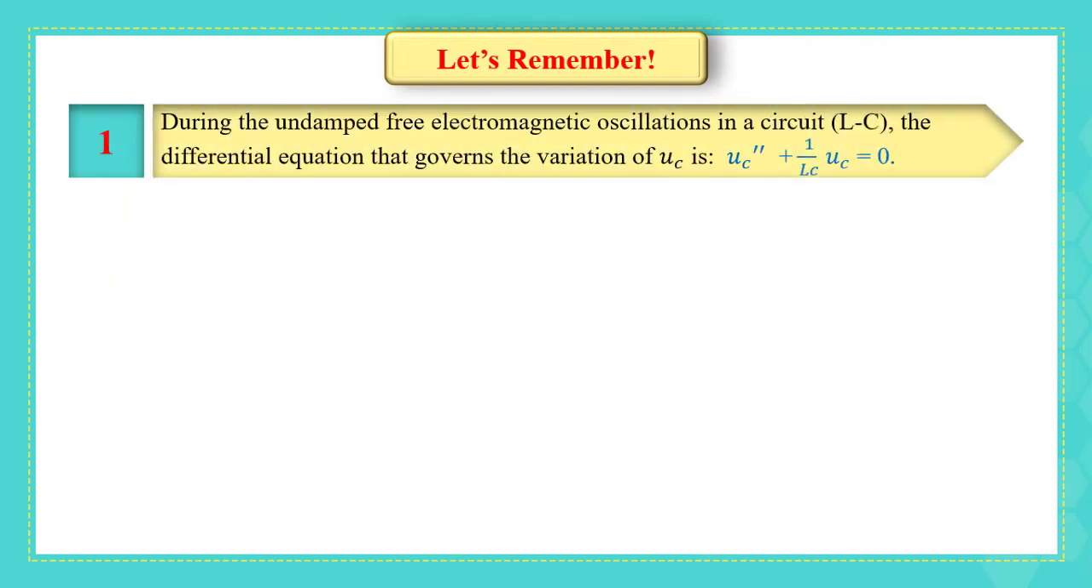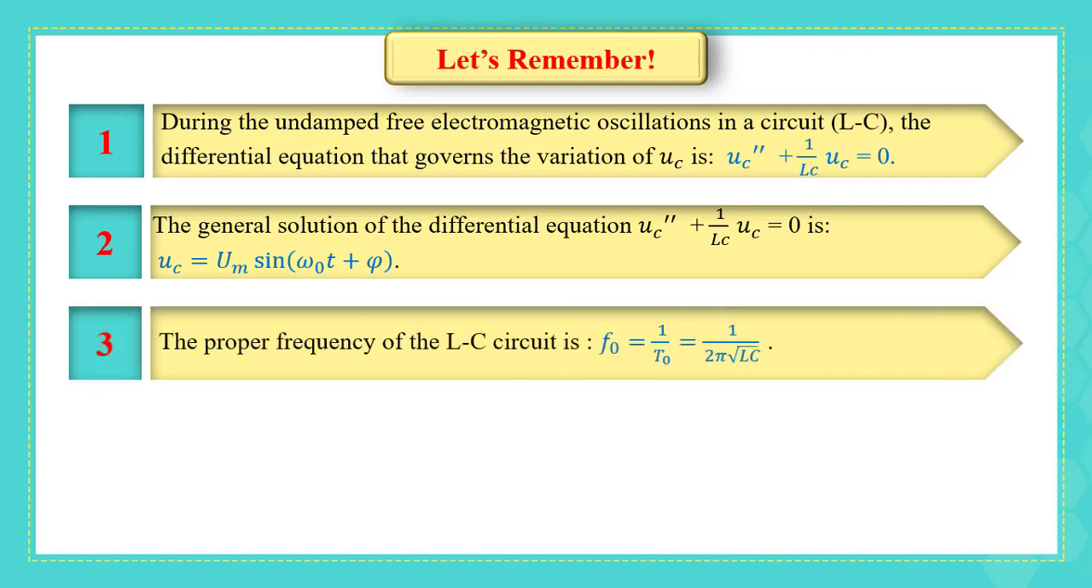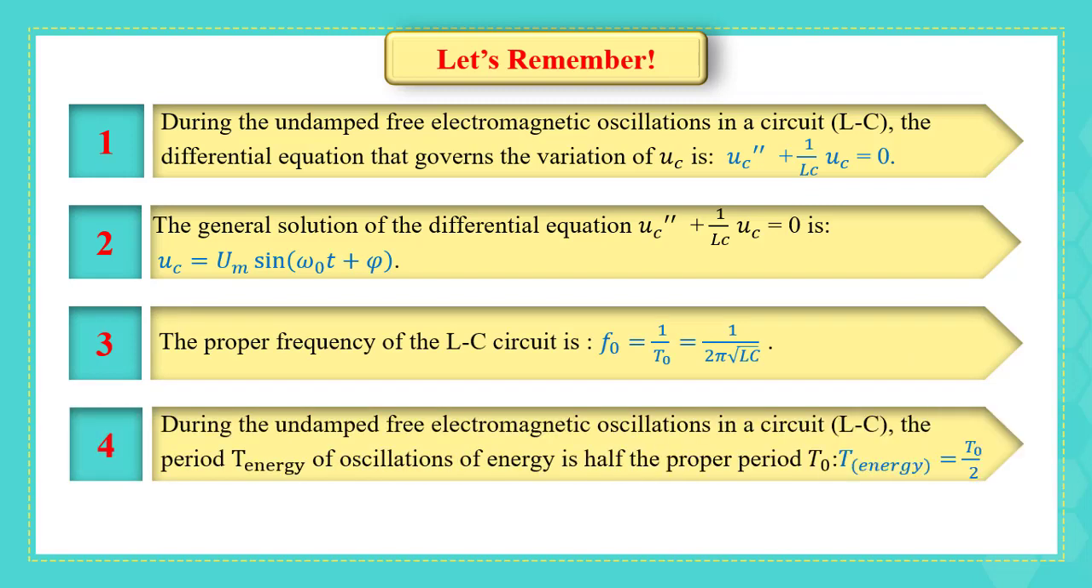We said that in the undamped free electromagnetic oscillations, the differential equation that governs the variation of UC is given by UC double prime plus 1 over LC, UC equals to 0. The general solution is given by U maximum sine or cosine omega 0 t plus phi, where the proper frequency is 1 over 2 pi radical LC. And finally, we said that the period of the energy is given as T0 over 2.